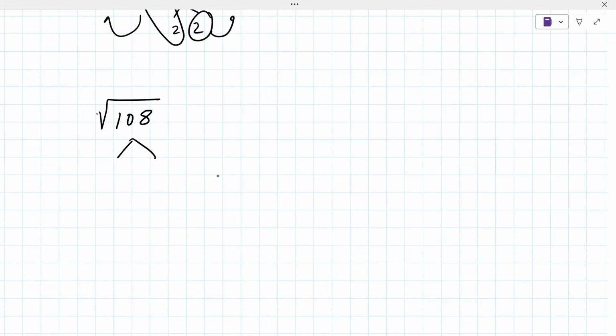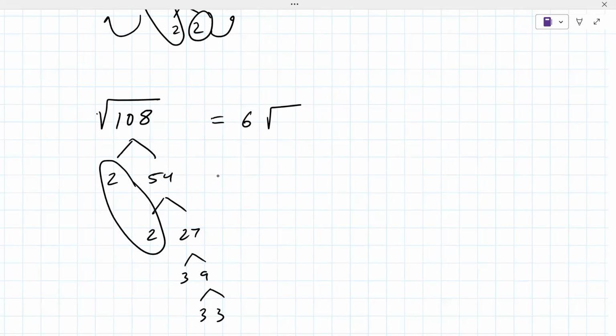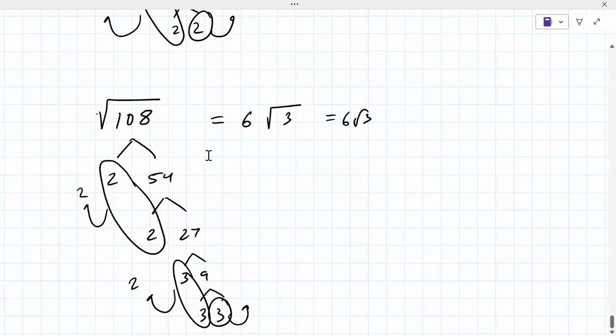Would it be 6 square root of 1? Not quite, but the 6 is correct. It's 2 and 54, 2 and 27, 3 and 9, 3 and 3. So a pair of 2s and a pair of 3s. So you got that part right, but what's left over? The other 3 on the bottom. Yeah. All right. So good job. Hopefully seeing this with me helps when you see it in the classroom.